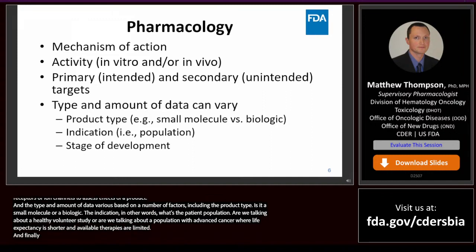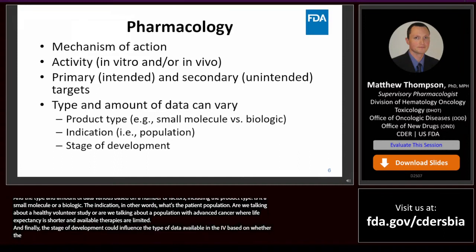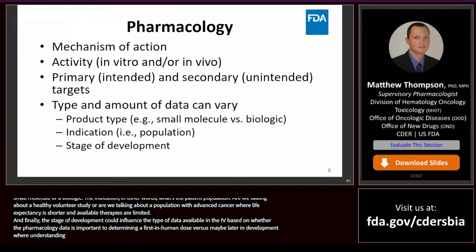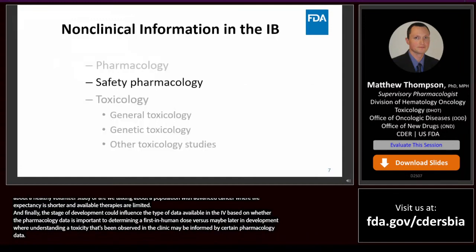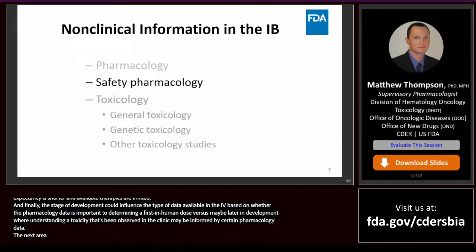And finally, the stage of development could influence the type of data available in the IB based on whether the pharmacology data is important to determining a first-in-human dose versus maybe later in development where understanding a toxicity that's been observed in the clinic may be informed by certain pharmacology data. The next area of non-clinical information is safety pharmacology.